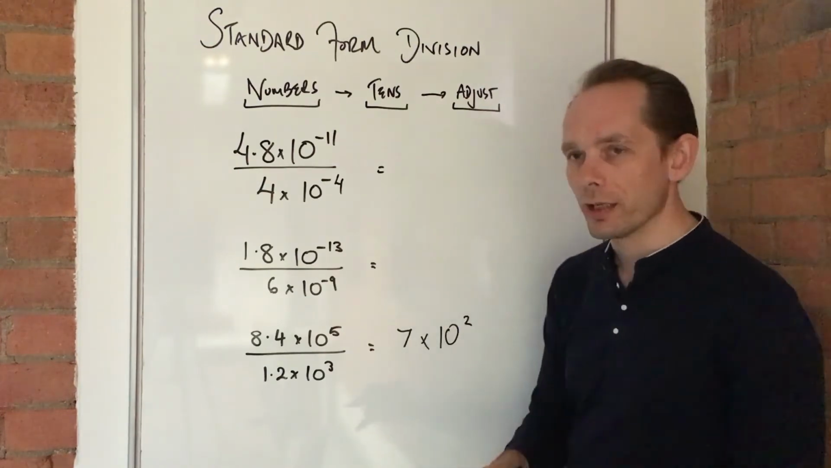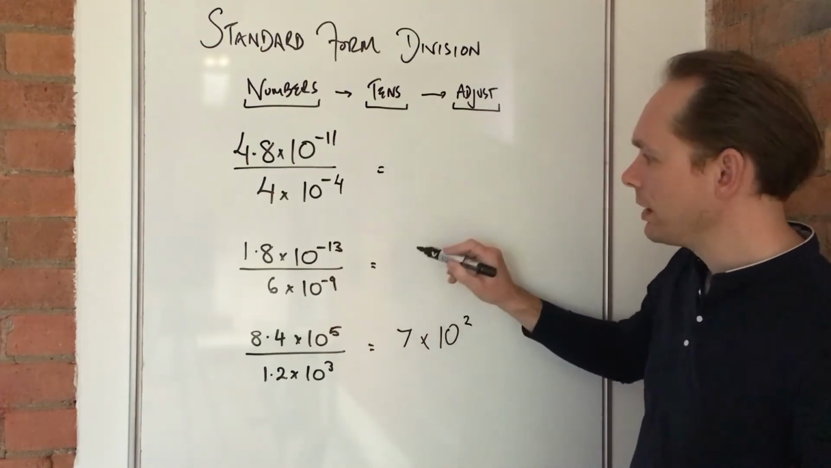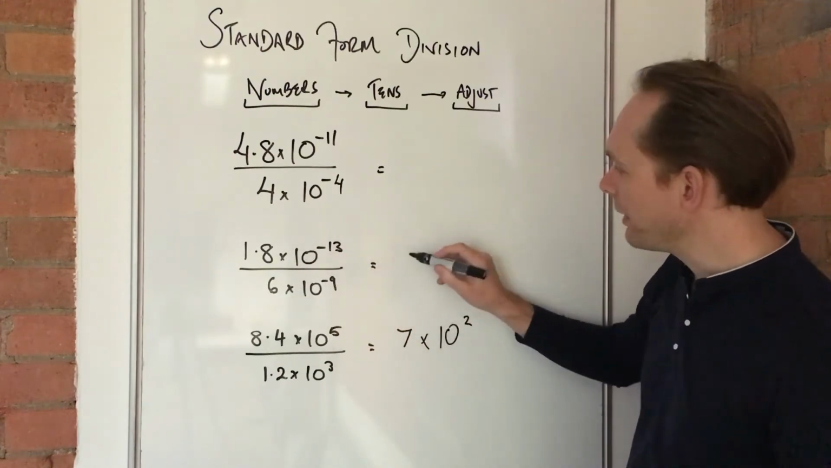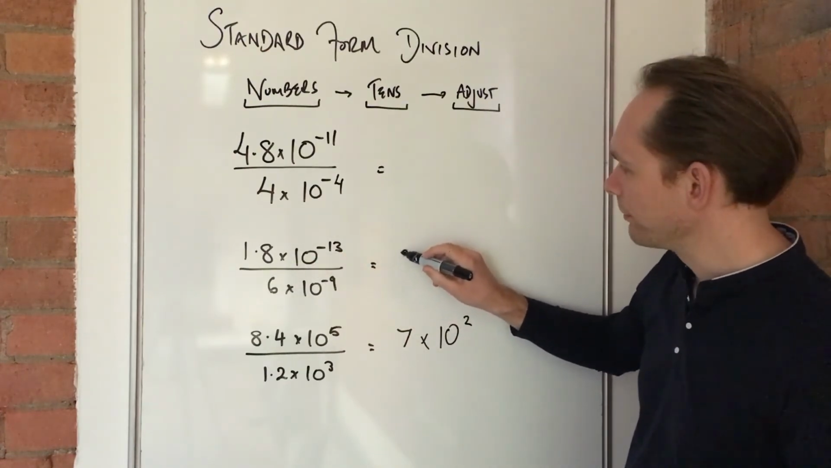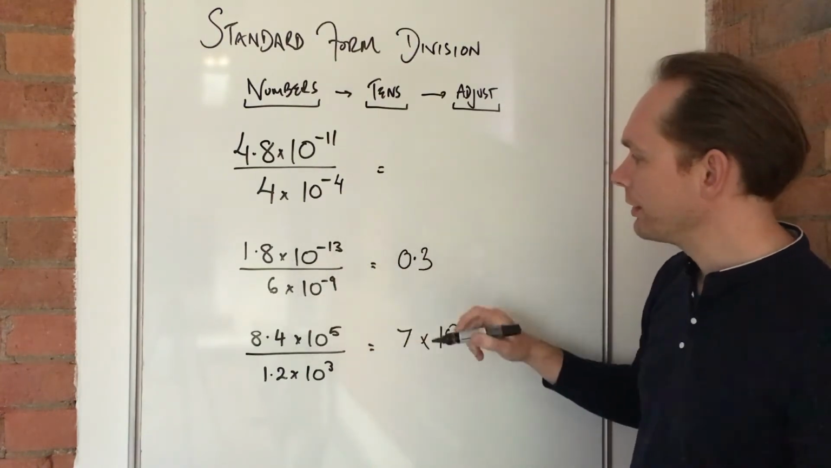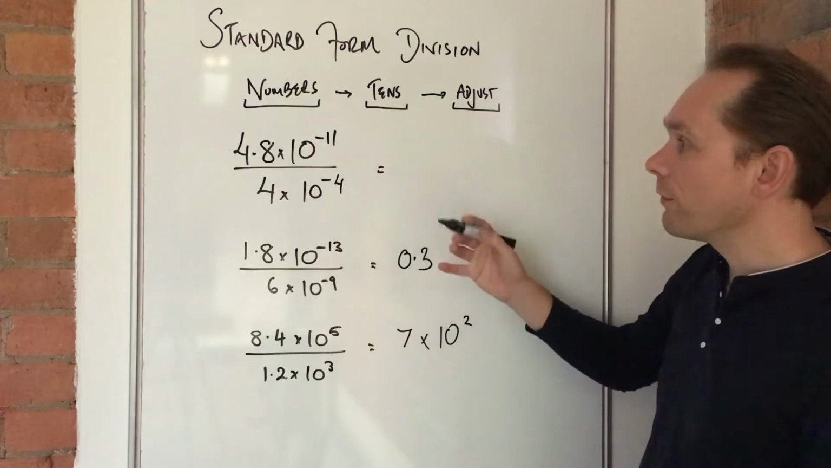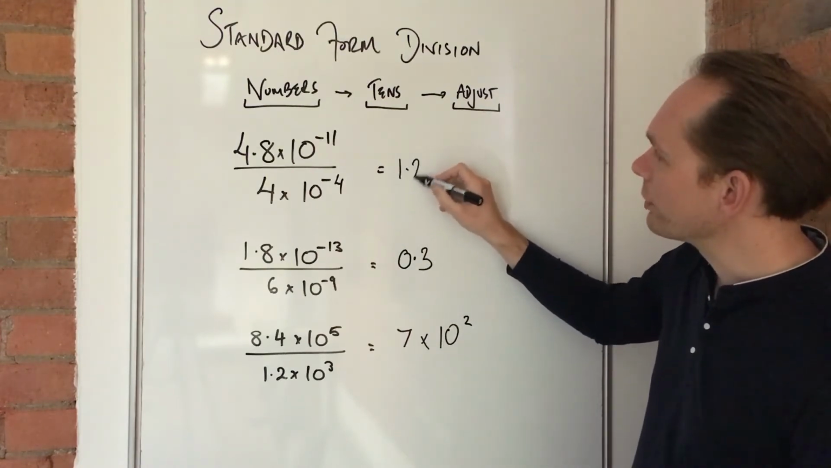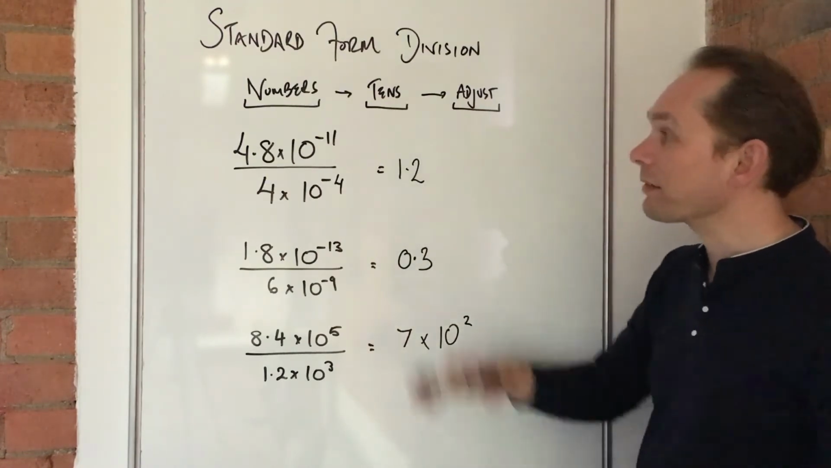Now these are a bit trickier, so do them both at the same time. 1.8 divided by 6 is going to be 0.3. Think of 18 divided by 6 is 3, so 0.3. 4.8 divided by 4 is going to be 1.2, okay? Next, we'll do the tens bit.